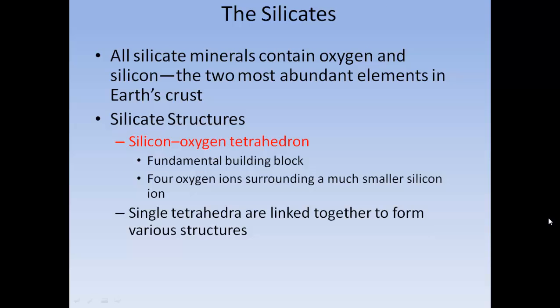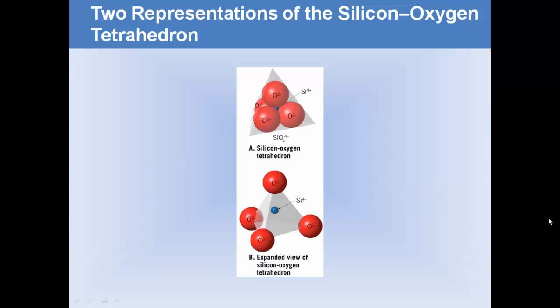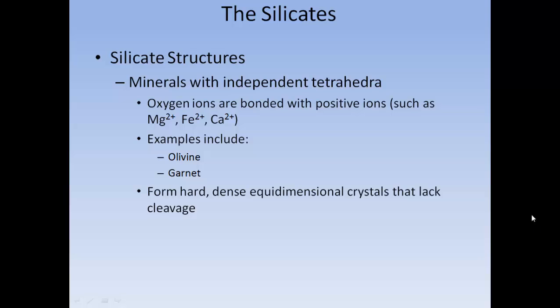So all silicate minerals include oxygen and silicon, the two most abundant elements in Earth's crust. These form silicon and oxygen tetrahedrons, these four-sided pyramid-shaped building blocks with 4 oxygen ions surrounding a much smaller silicon ion. The single tetrahedra are linked together to form various structures. So here is a single tetrahedra of silicon and oxygen. Silicon's in the middle, and then there are 4 oxygens around it.